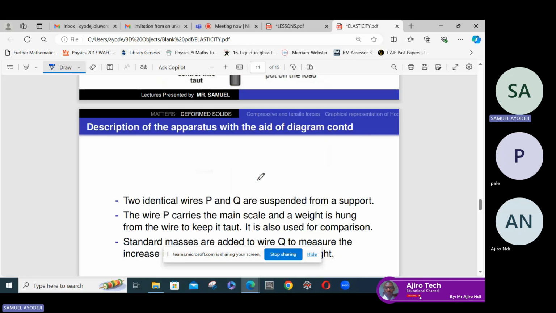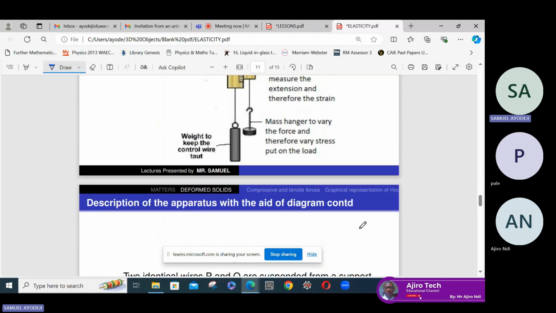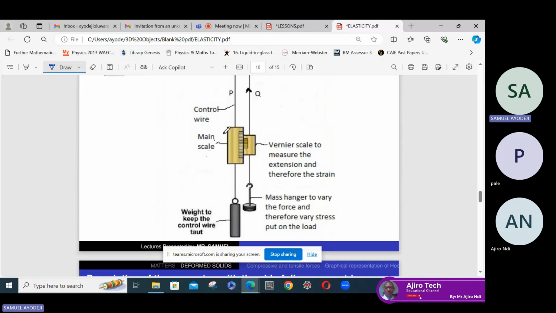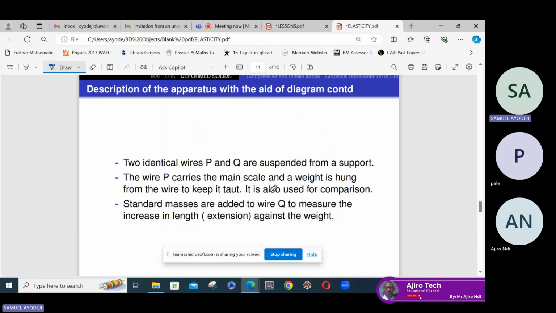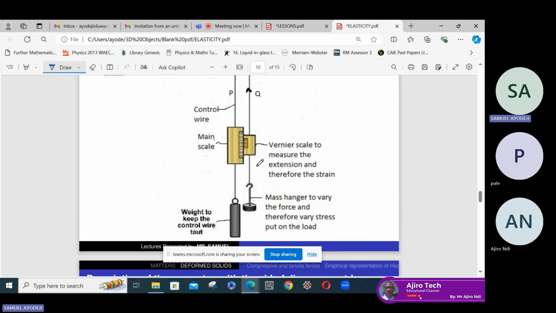Now, description of the apparatus. Two identical wires P and Q are suspended from a support here, anchored like this. Fine. What next? The wire P carries the main scale and the weight is on it. This is the main scale, a weight is attached. The next thing is that standard masses are added to wire Q to measure the increase in length. As you add standard masses, maybe 5 kg, 10 kg, you add them here on the mass hanger.